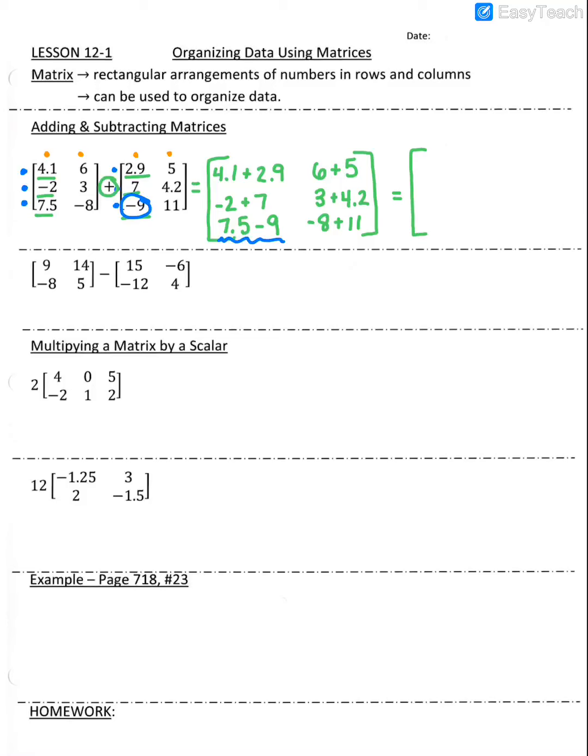Okay, so we have 4.1 plus 2.9, and that is going to give you 7 even. Negative 2 plus 7 is going to give us a positive 5. And 7.5 minus 9 is going to give us negative 1.5. Okay, so that's my first column. 6 plus 5 gives me 11. 3 plus 4.2 gives me 7.2. And negative 8 plus 11 is going to give me a positive 3. And so this right here, this is my final answer.